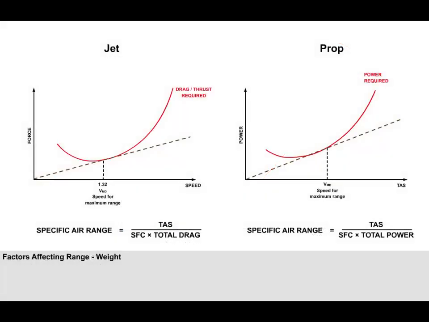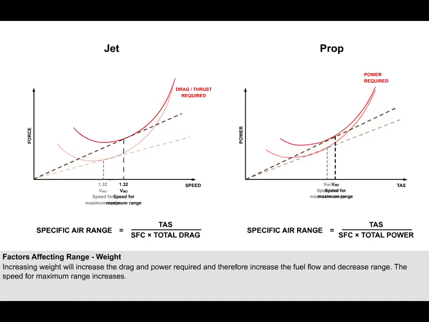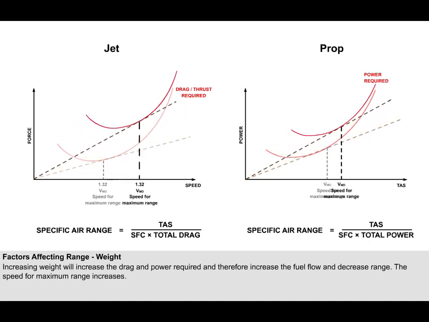Having studied how to achieve maximum range for both jet and propeller engines, let us now examine what factors affect range. The first of the factors to discuss is the effect of weight. You will recall that increasing the weight of the aeroplane increases induced drag, and thus moves the total drag curve and power required curve up and right.